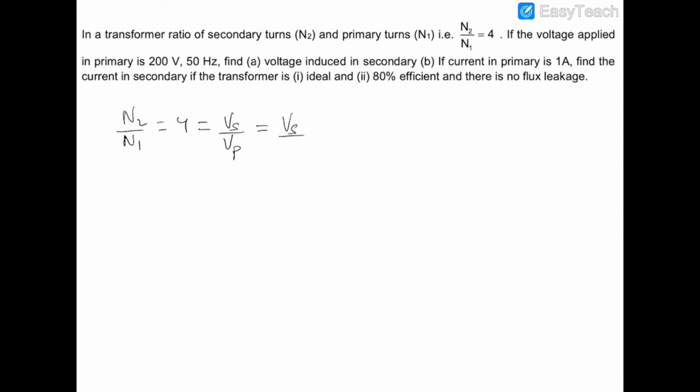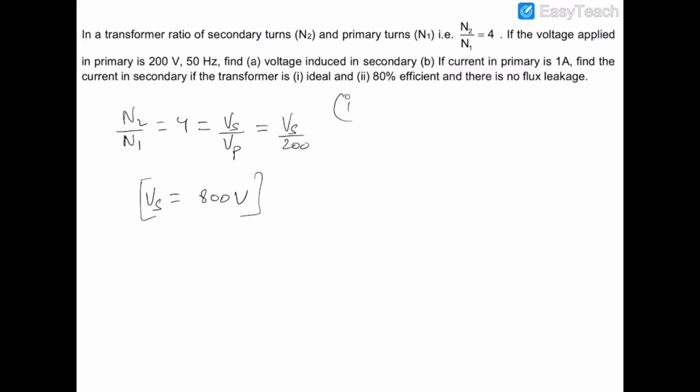So Vs upon primary voltage, which is 200 volts, is 4. So Vs is equal to 800 volts. This is the secondary voltage. Now if the current in the primary coil is 1 ampere, then we have to find out the current in the secondary coil of the transformer, if the transformer is ideal, and in the second case, if the efficiency is 80%.